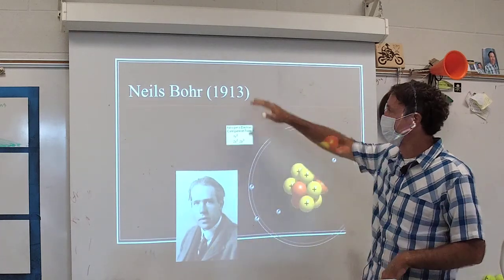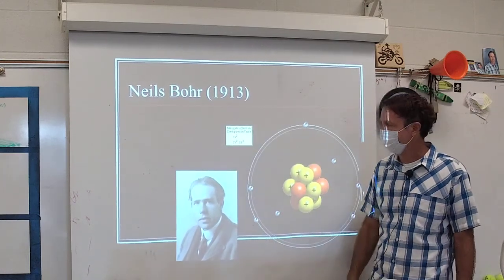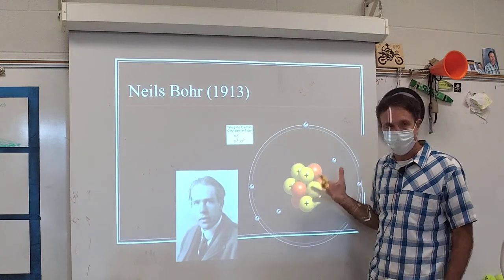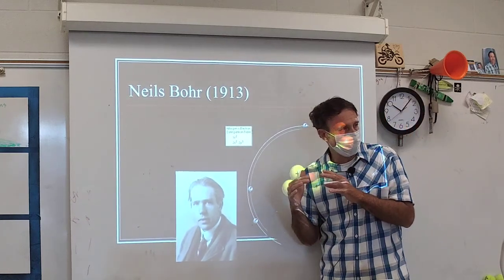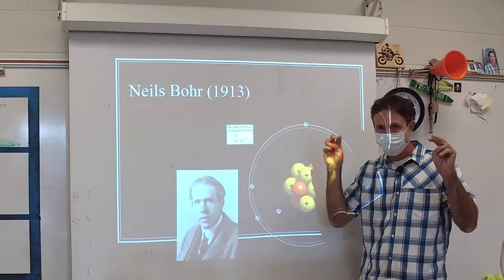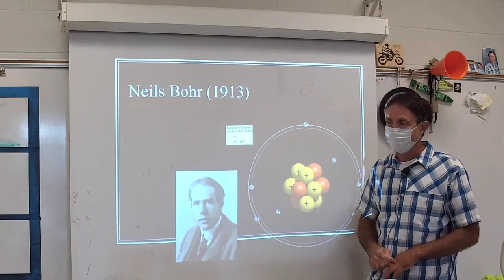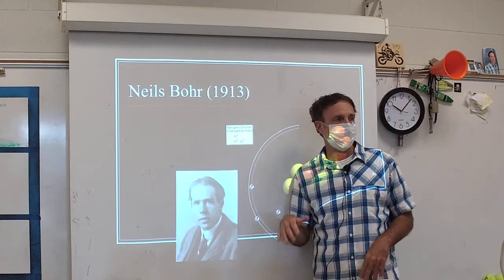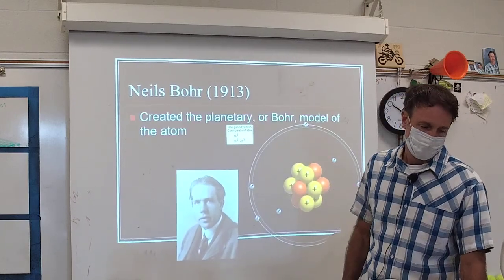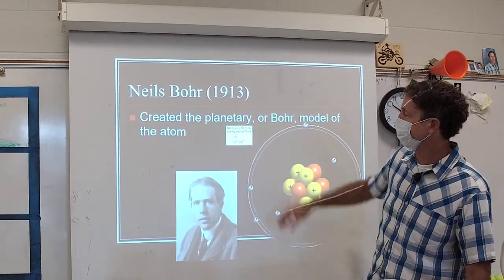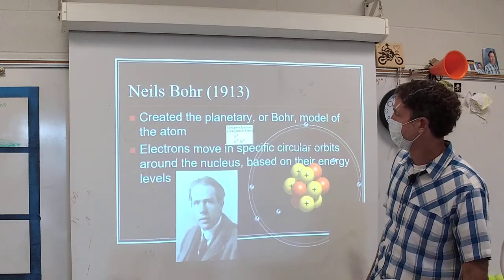All right. Niels Bohr comes along. You definitely heard of Niels Bohr. 1913. He starts calculating electrons and where we could find them in orbit around the nucleus of an atom. And you come up with the Bohr model. What Bohr is doing right here is taking physics and chemistry and putting it together. Okay? He created the planetary model of the atom where the electrons move in orbits around the nucleus.